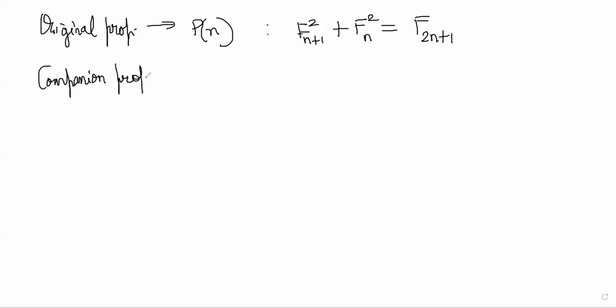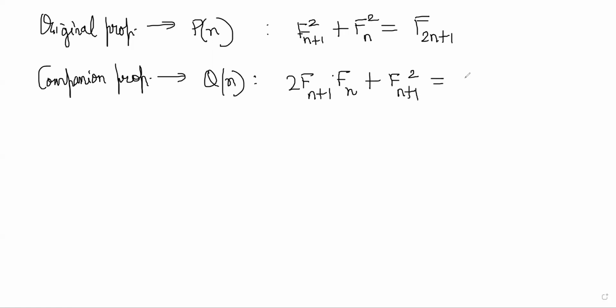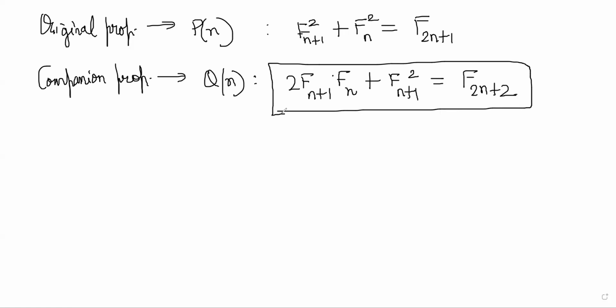And what is Pn? Pn was: prove that f of n plus 1 squared plus f of n squared is equal to f of 2n plus 1. And our new proposition, our companion proposition, is our Qn. And what is Qn? Qn is 2 times f of n plus 1 into f of n plus f of n plus 1 squared is equal to f of 2n plus 2. Right? This is our companion proposition. If we can show this is implied.